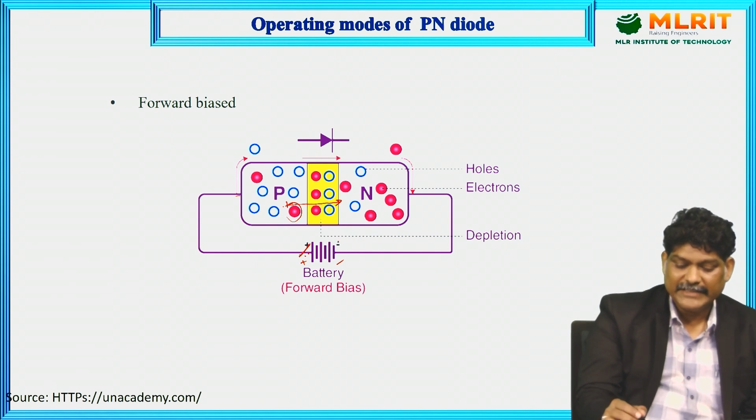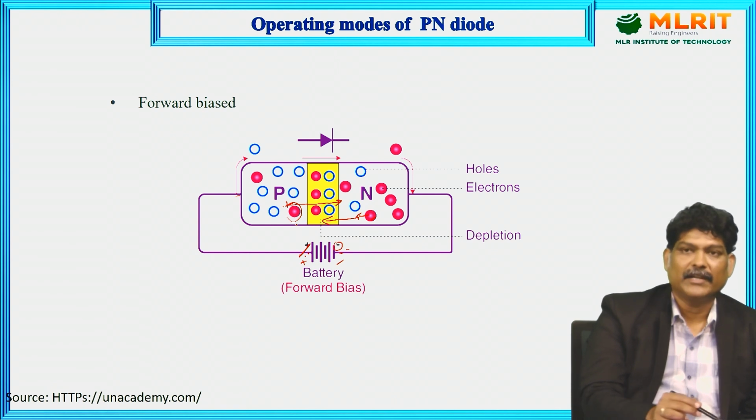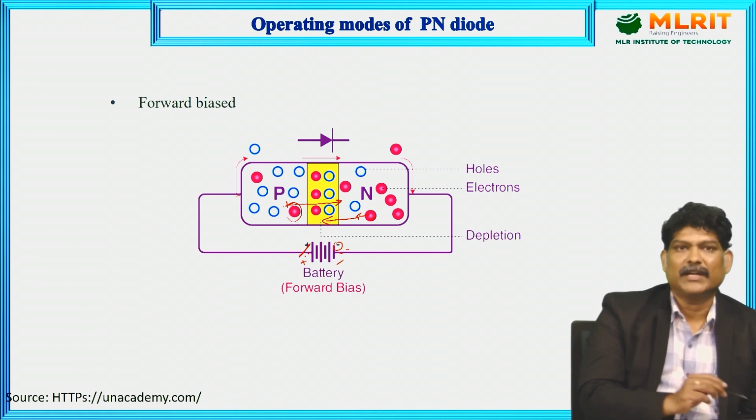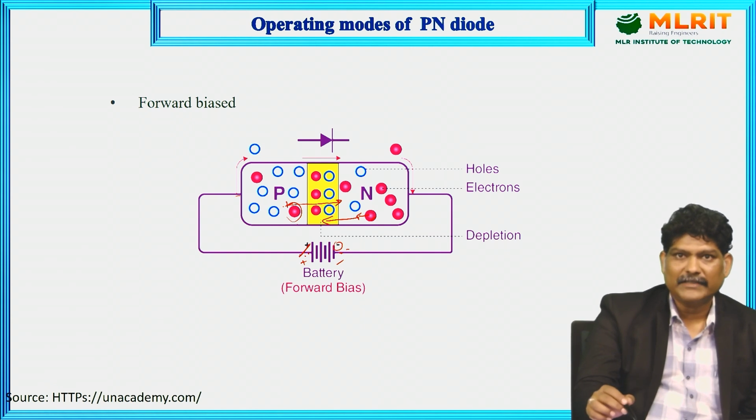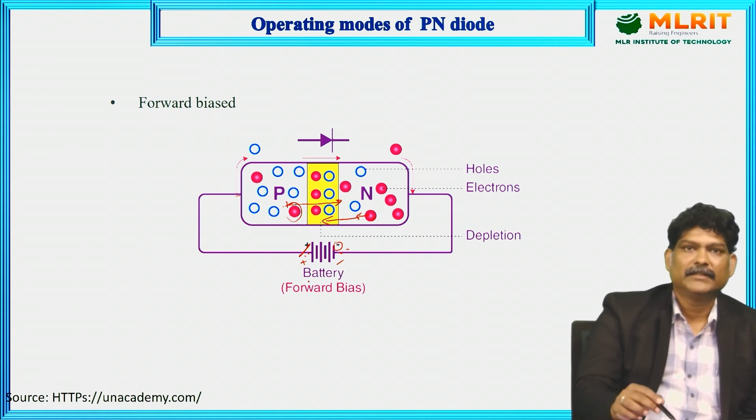Similarly, these electrons are repelled by the negative terminal, and they cross the junction and enter into the P side. So this constitutes the current. In forward bias condition, there will be some current flowing through the diode.